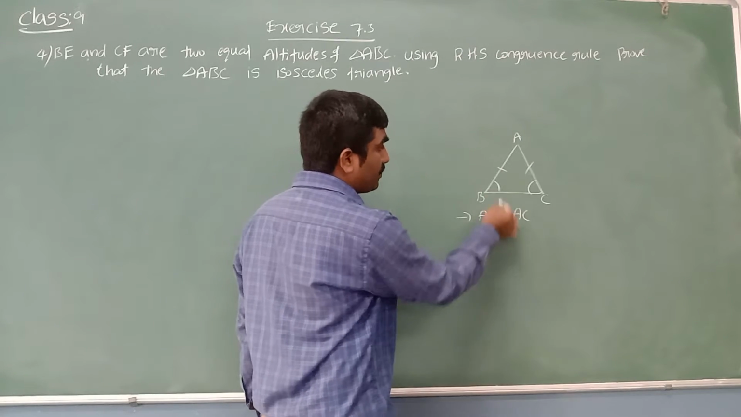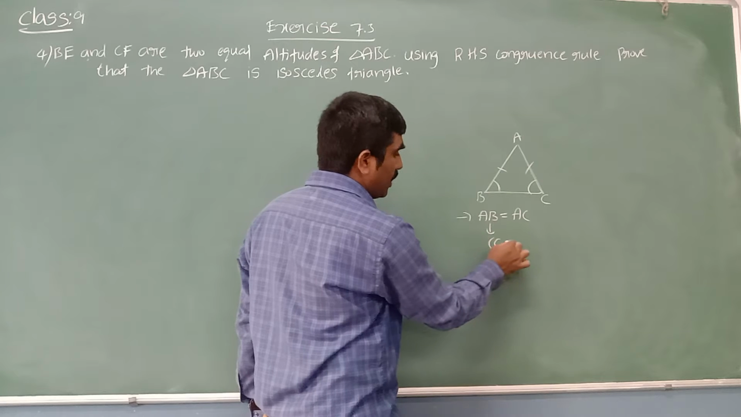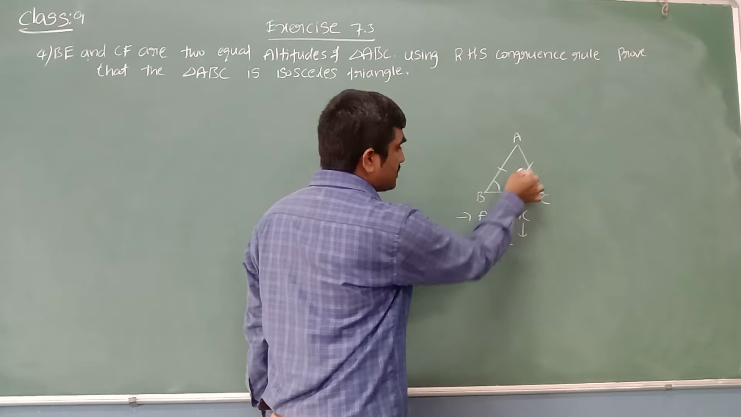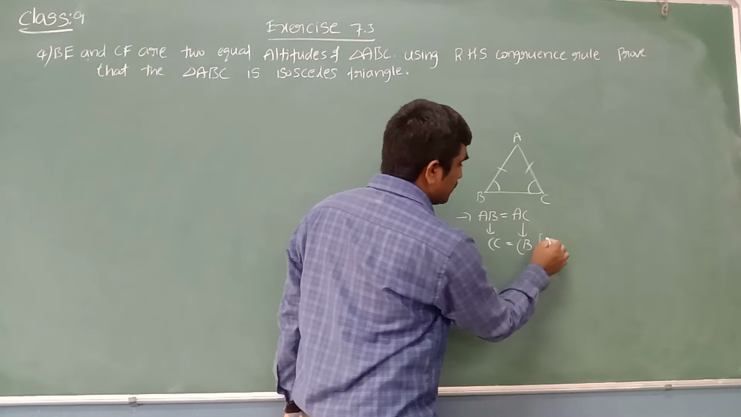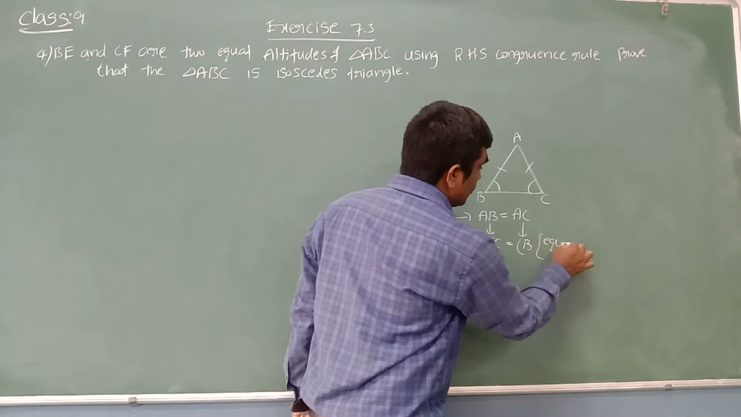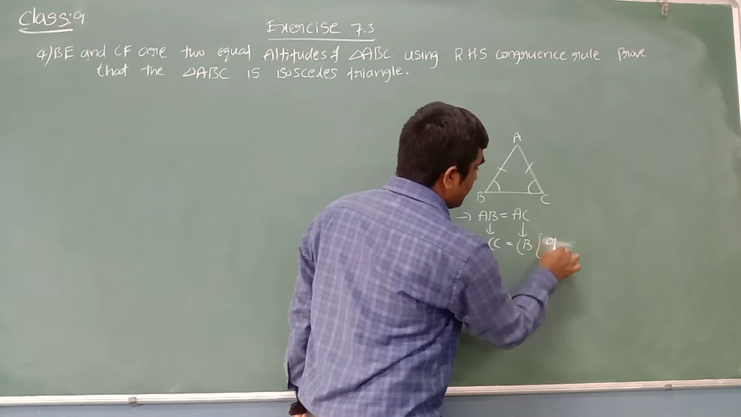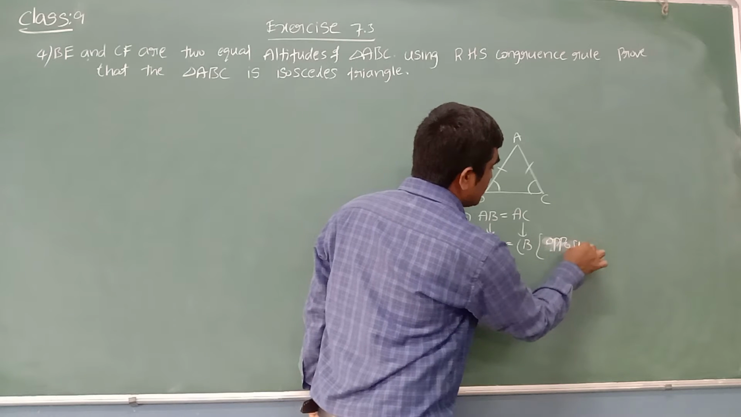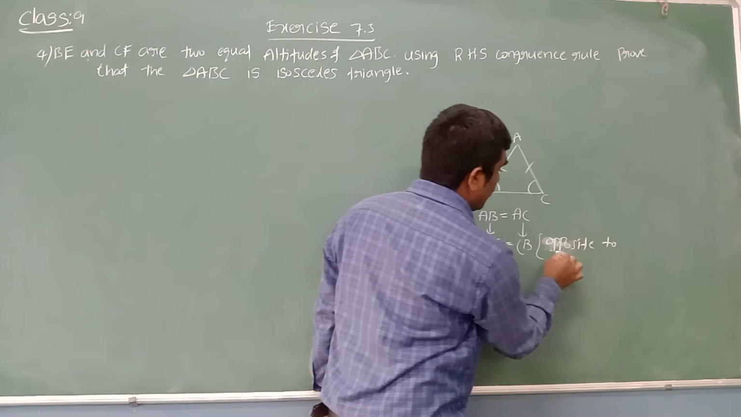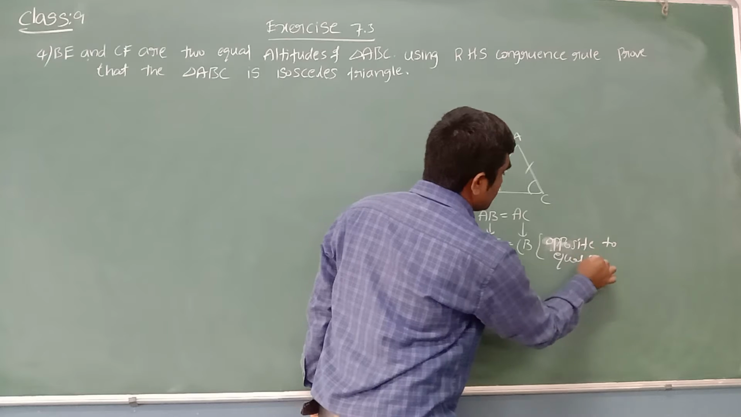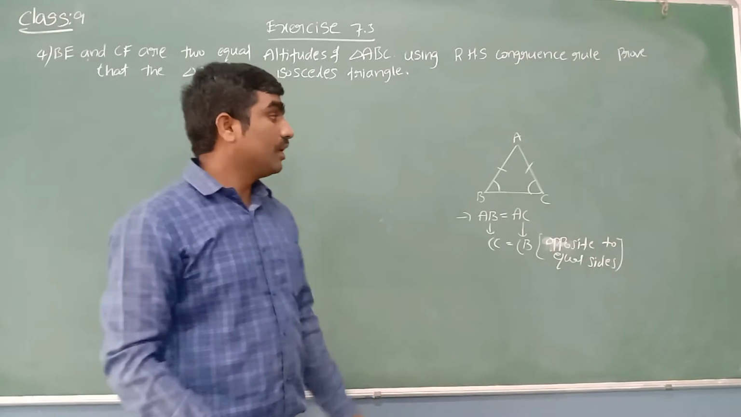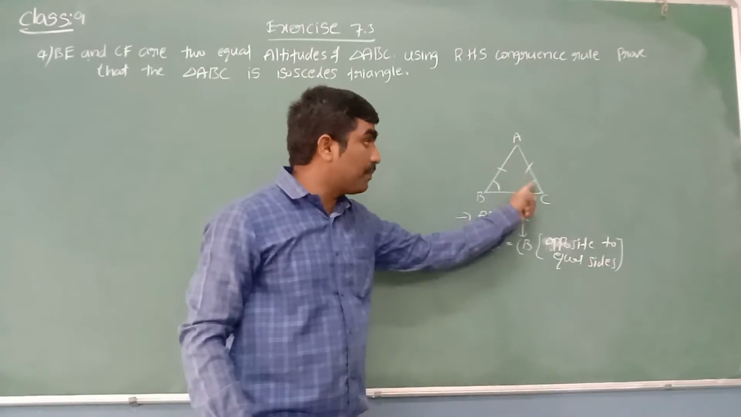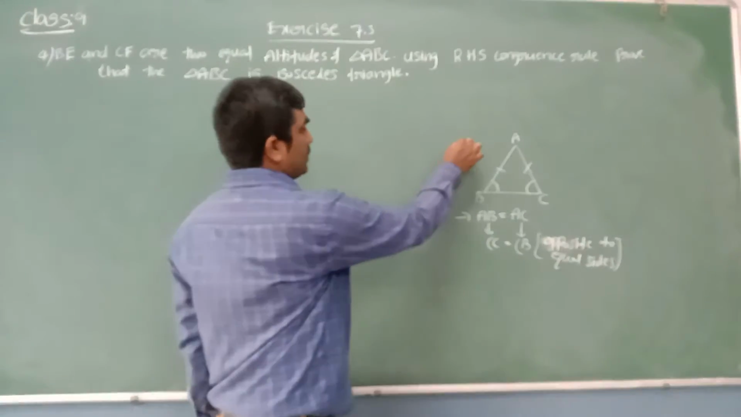What is the opposite angle of AB? Angle C. What is the opposite angle of AC? Angle B. Why are these two equal? The reason is they are opposite to equal sides. What is the condition I said? If two sides are equal, their opposite angles are equal.